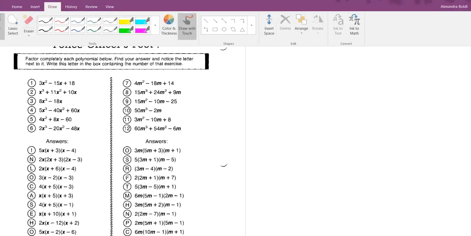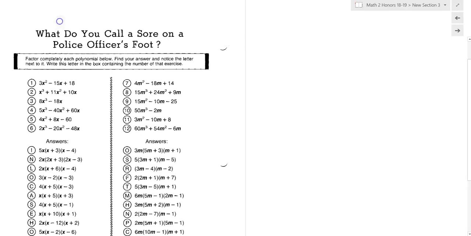We are now looking at page 94. And this one is just factoring each polynomial completely. And the biggest thing with this is your first step is always look for a GCF. Yes, GCF, your greatest common factor, because it might make your factoring easier. So let's look at number 1.